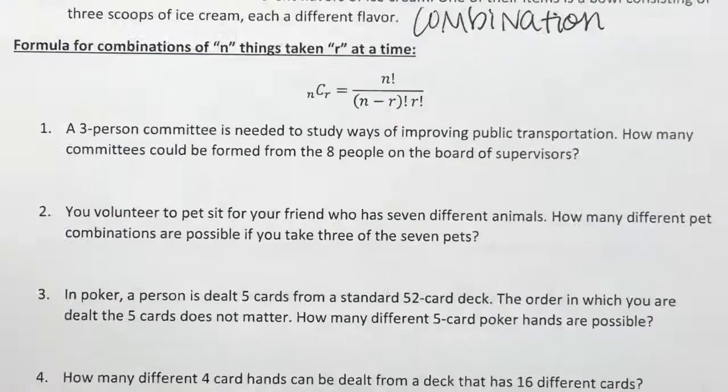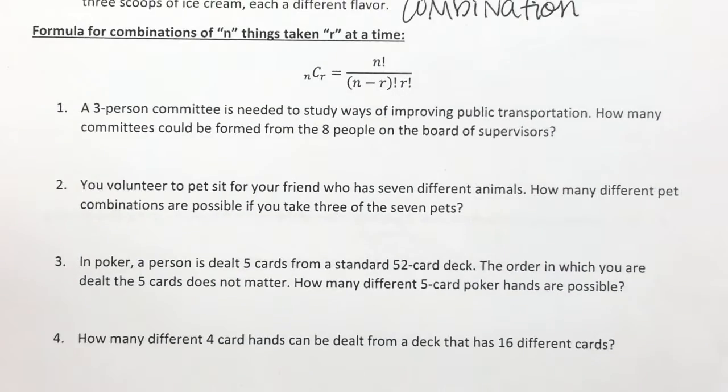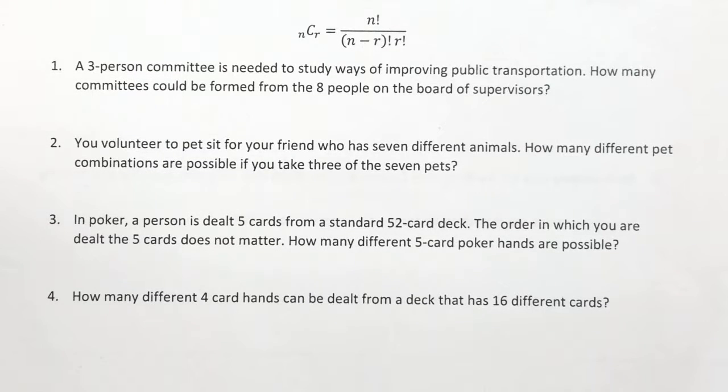To study ways of improving public transportation. How many committees could be formed from the 8 people on the Board of Supervisors? Alright, so what lets us know that this is a combination? How many combinations?